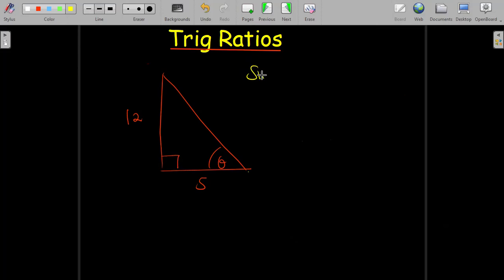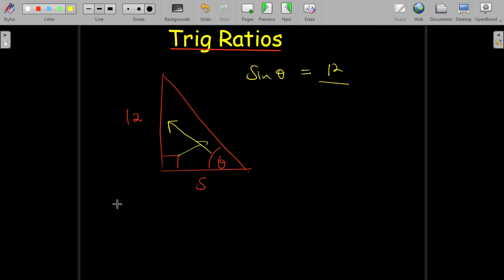So my sine theta, remember SOH CAH TOA, is opposite over hypotenuse. The opposite of this angle is 12 there. Opposite over what? The hypotenuse. My hypotenuse is the side opposite the 90 degrees, and I do not have it, so I need to get that. But how do I get that hypotenuse? I can get that by what?